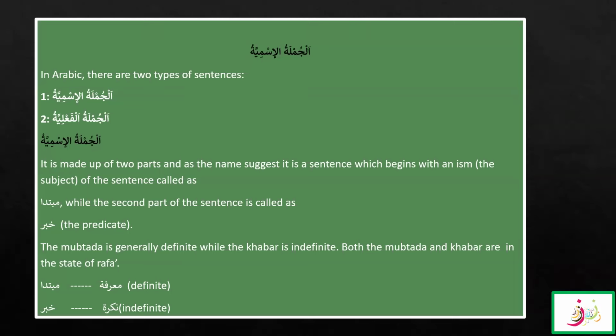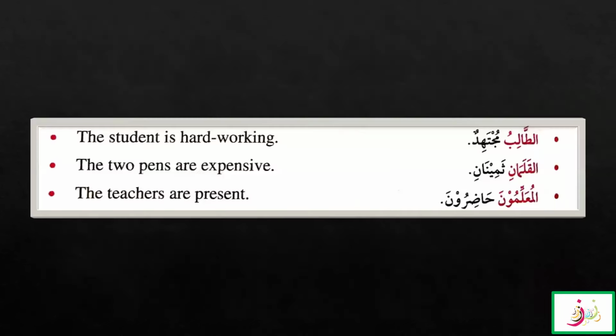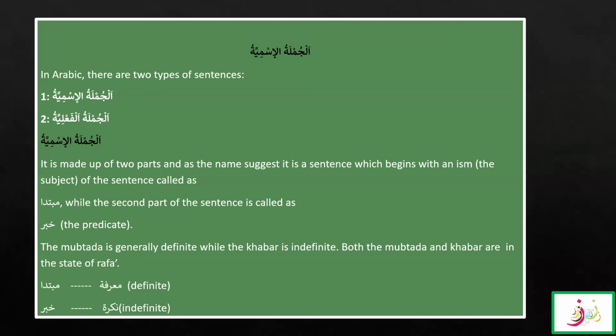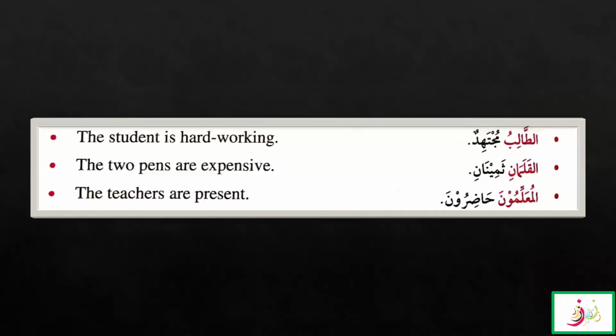And we learned that the mubtada is generally definite while the khabar is indefinite. That means the mubtada is ma'rifa and the khabar is nakira. So this is a very important information about mubtada and khabar, that mubtada should be ma'rifa and khabar should be nakira. And they both just match in the properties.